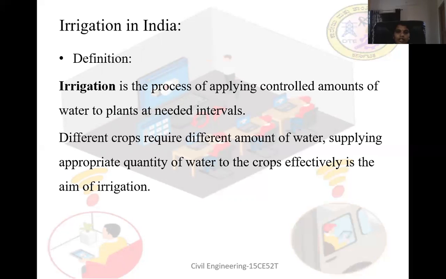Supplying the required quantity of water appropriately to the crops effectively is the main aim of irrigation. So whenever you supply the water as per their requirement, then the growth of the crops will be very good and the yield will be better. So this is the main aim of irrigation.